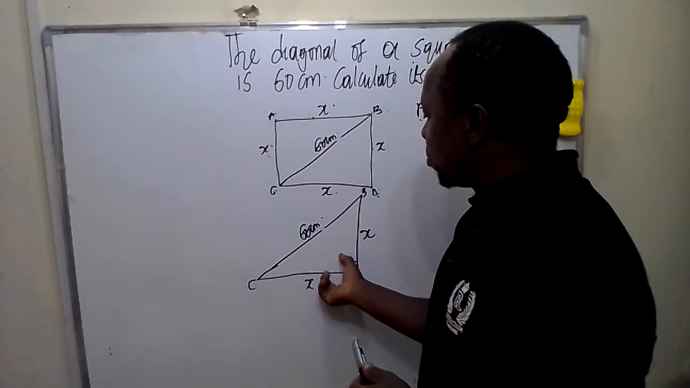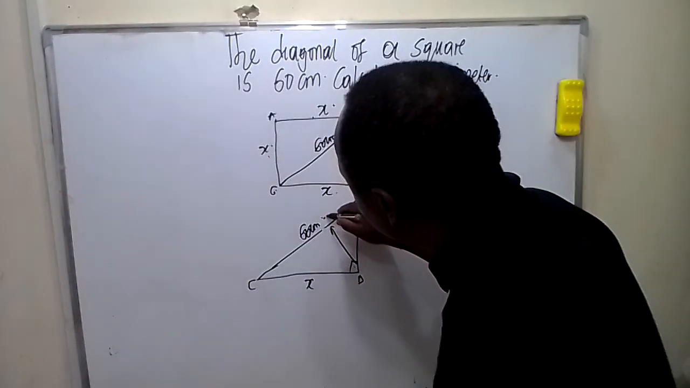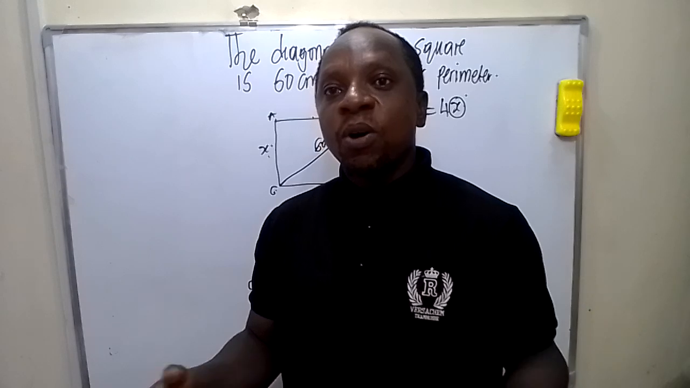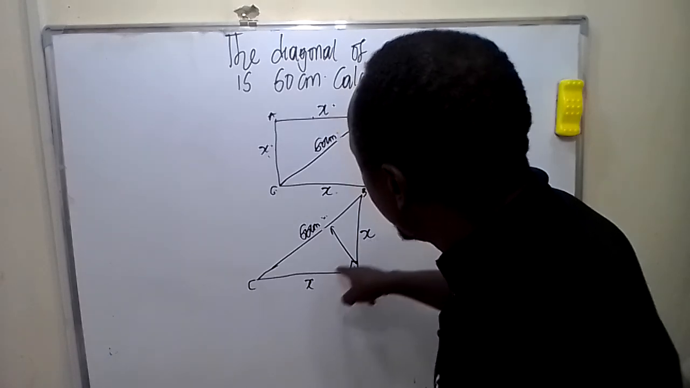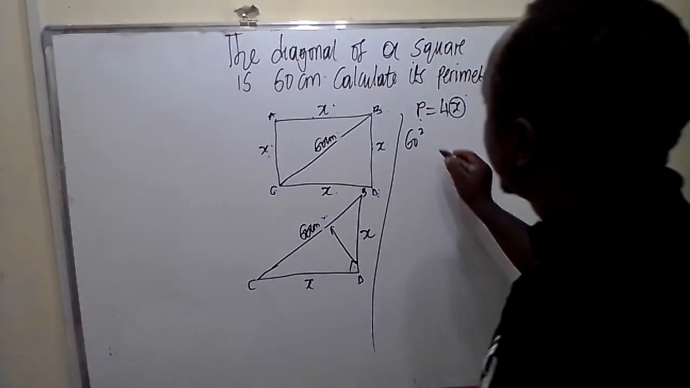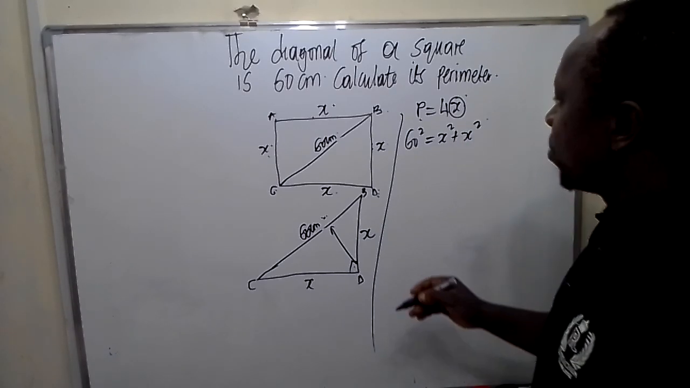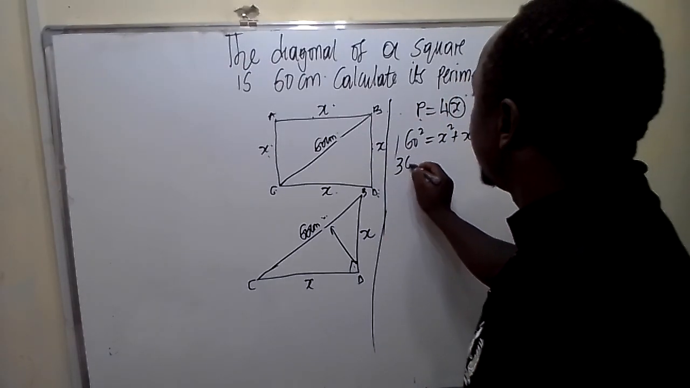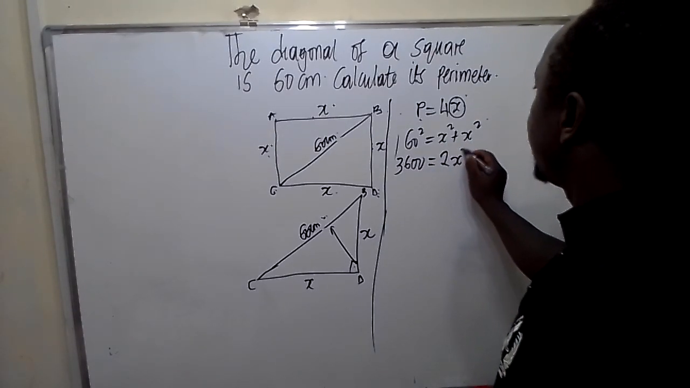Now, we can use Pythagoras theorem to solve for the value of x. Now, this also implies this is our hypotenuse. Pythagoras theorem states that the square of the hypotenuse is equal to the sum of the squares of the remaining sides. That is, 60 squared is equal to x squared plus x squared. Now, 60 squared is 3600, equal to x squared plus x squared, which is 2x squared.